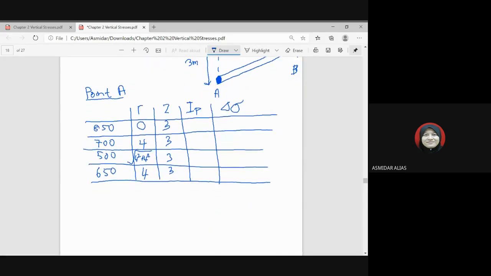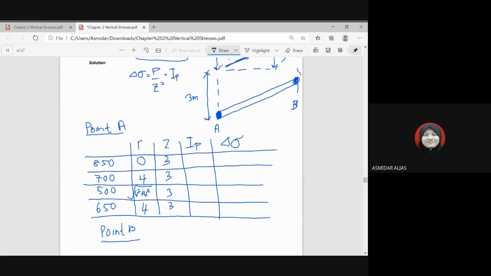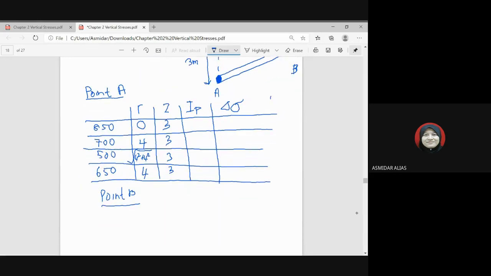Okay, and then you boleh buat lah untuk point B. Of course the same step yang you akan buat lah. Okay, sekali lagi saya ingatkan, bila kita ada lebih daripada satu load, final answer ni adalah total yang you cari. That will be the final answer experienced by point A.